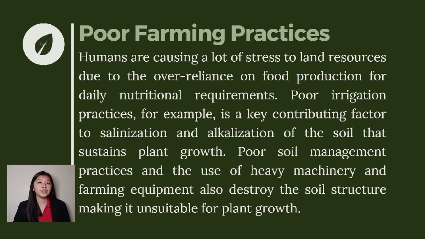But using these pesticides, fertilizers, and other toxic farm chemicals can poison fresh water, marine ecosystems, air, and soil. The use of heavy machinery can degrade soil structure, resulting in lower crop yields and possibly rendering soil unusable for future farming uses. Due to our over-reliance on food production for daily nutritional needs, humans are putting a lot of strain on land resources.